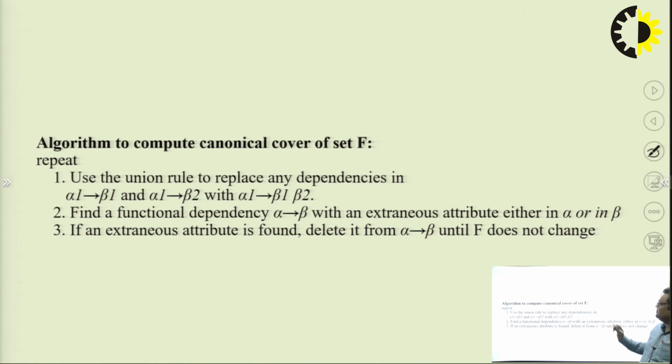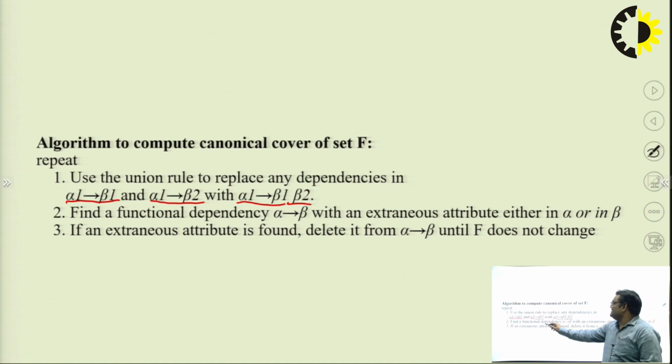So we have an algorithm to compute the canonical cover of set F. So what we have to do? Use the union rule to replace any dependencies alpha 1 to beta 1 and alpha 1 to beta 2 with alpha 1 to beta 1 beta 2. So we can say that if alpha 1 to beta 1 is there and alpha 1 to beta 2 is there, then we can say alpha 1 to beta 1 beta 2 can exist.